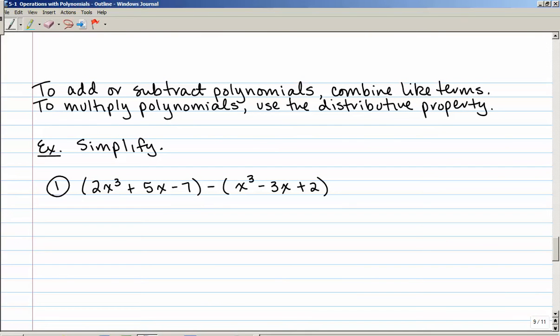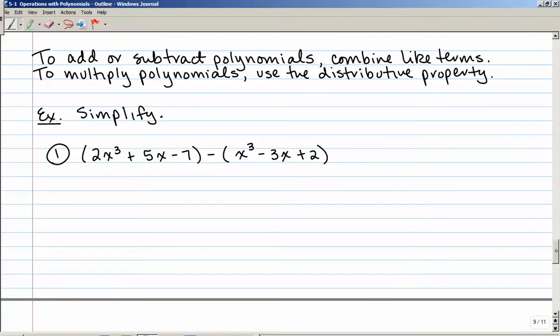In order to add or subtract polynomials, we're just going to combine like terms. In order to multiply polynomials, we'll use the distributive property. So let's take a look at a couple examples here. So I have the quantity 2x cubed plus 5x minus 7 minus the whole polynomial x cubed minus 3x plus 2. Since this is subtraction, I need to make sure that I actually subtract each term of the second polynomial. It's almost as though I were distributing a negative 1.